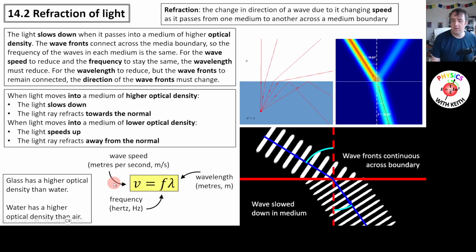Don't assume more optically dense means light goes slower. Unless you're not given enough information, you're going to have to make that assumption, but it's not always true.